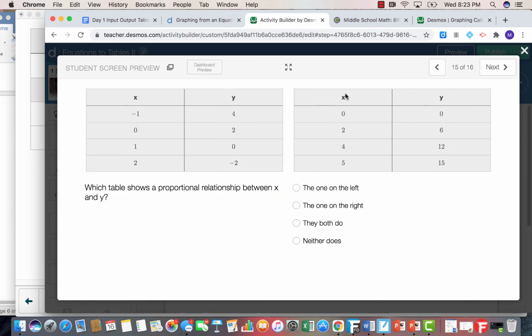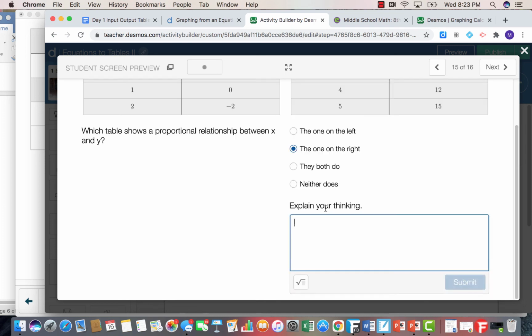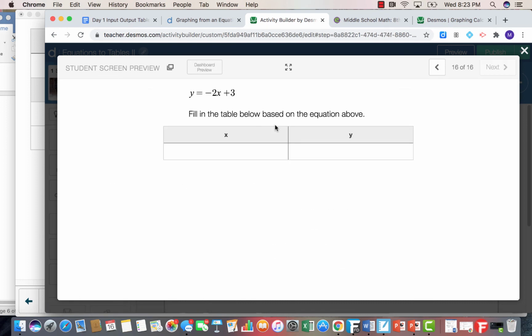Slide 15 right here, it says which of these is a proportional relationship between x and y. X is 0, y is 2. That's not proportional. X is 0, y is 0. That is. So I would just say the one on the right. The ordered pair 0, 0 is there. All right, and then the last thing we're going to do is slide 16 right here.